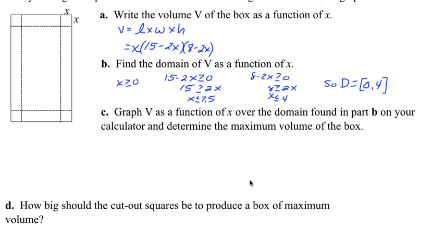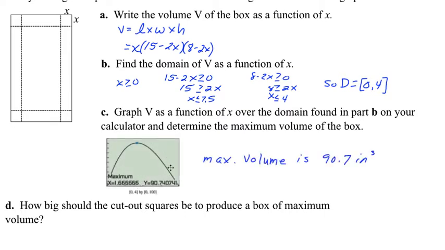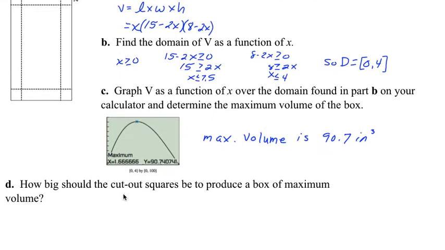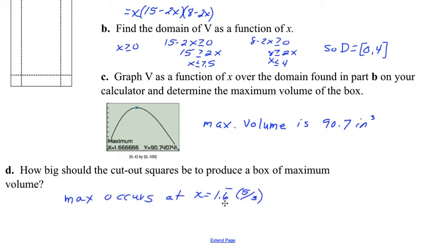Part C says graph V as a function of x over the domain that we found, on your calculator, and determine the maximum volume of the box. If we plug that equation into your calculator, you will get a parabola, and then you can use the second calculate function, calculate the maximum. The maximum volume occurs right up here, and that is 90.7 cubic inches. That's the y value. Then part D said how big should the cutout squares be to produce the box of maximum volume, and that is just the x value. And that x value is 1.6 repeating, which is the same as 5/3.